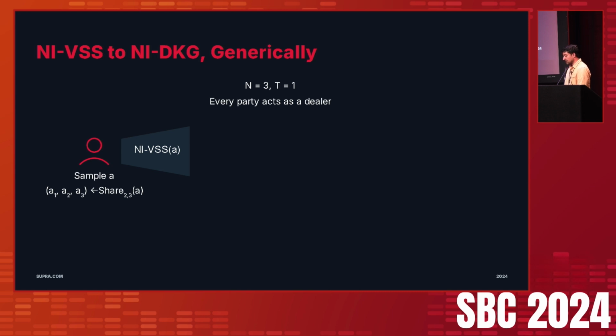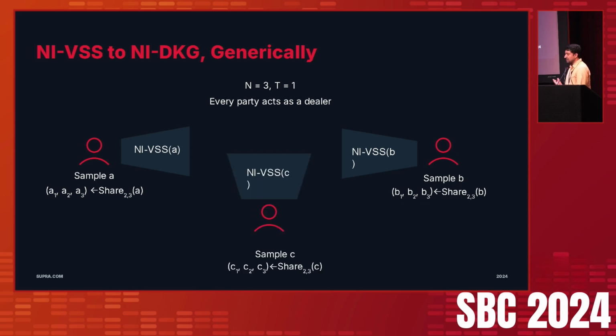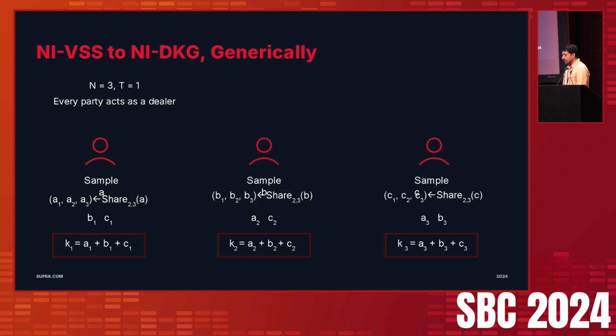for 3 parties. Then party B comes into the picture, does a non-interactive VSS of a randomly sampled value b. Similarly, C comes into the picture and does a non-interactive VSS of value c. And then they forward the corresponding shares to each other. So here, party A gets shares b1 and c1, party B gets shares a2 and c2, and party C gets a3 and b3. So now, locally, they just add their shares and obtain partial shares.